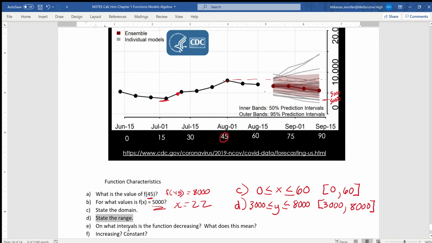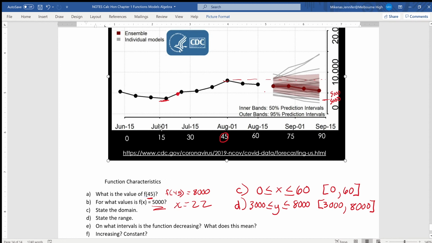All right, the next question is on what intervals is the function decreasing? Well, decreasing means as you read a graph from left to right, so as x is increasing, what is happening to y? If we are looking for where a function is decreasing, then we want to know when x increases, when is y getting smaller?